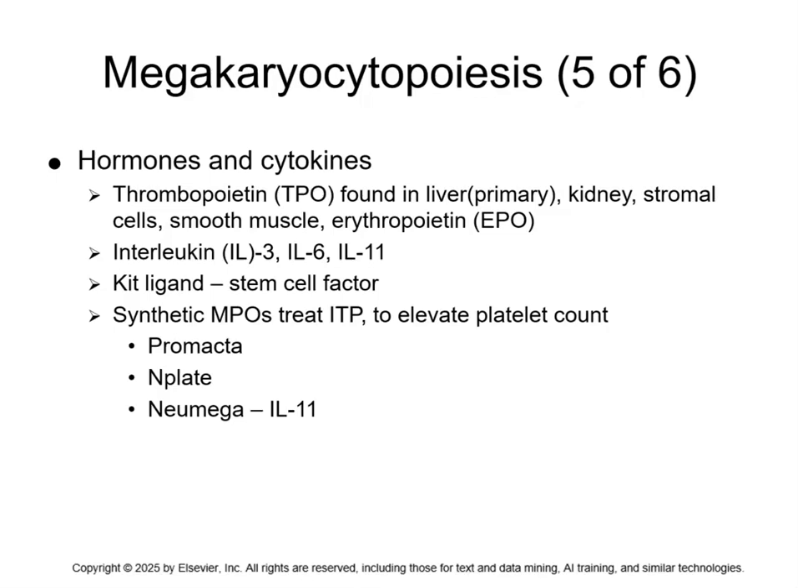So what controls megakaryopoiesis? Usually it's hormones like thrombopoietin, which is made by multiple different organs. Liver is the primary one. Erythropoietin has a tiny bit of effect on it, but interleukins, and you can see this interleukin 3, 6, and 11. There's also other ligands that are there. There are some synthetic types of thrombopoietins that we have out there, and they're used to treat ITP, which is idiopathic thrombocytopenia, to help elevate the platelet count. You can see those listed there also.